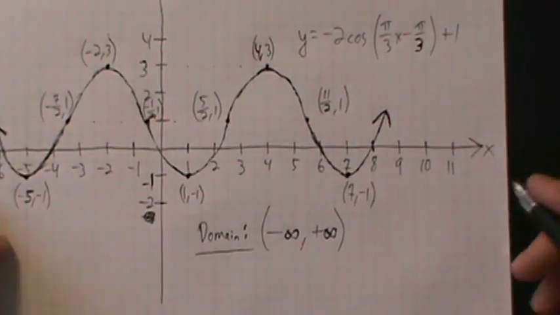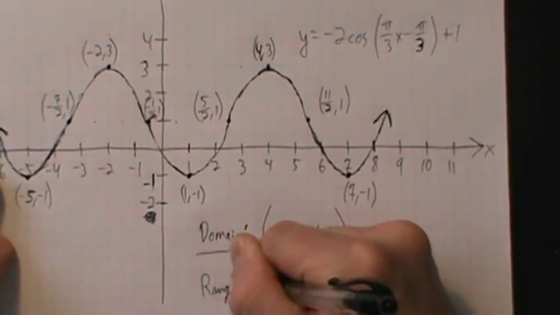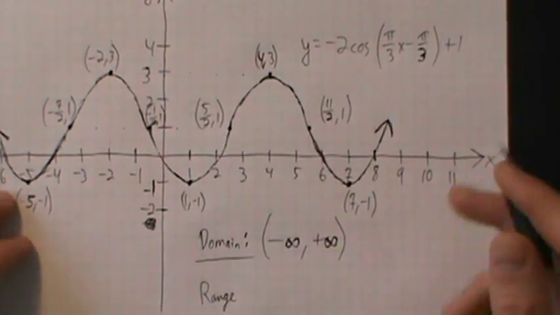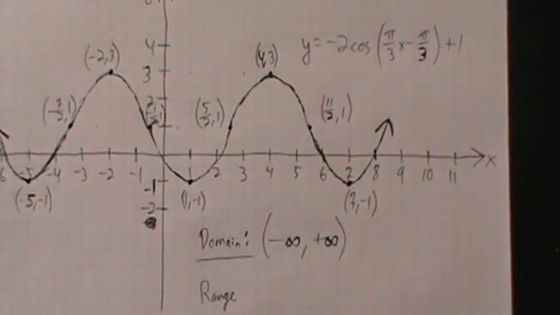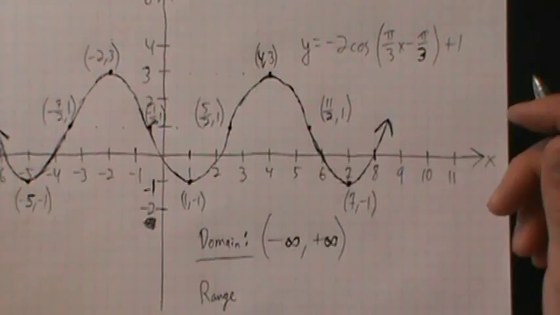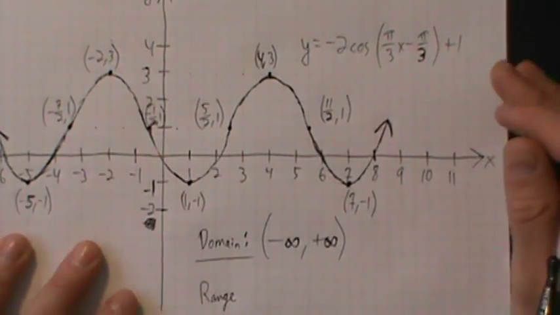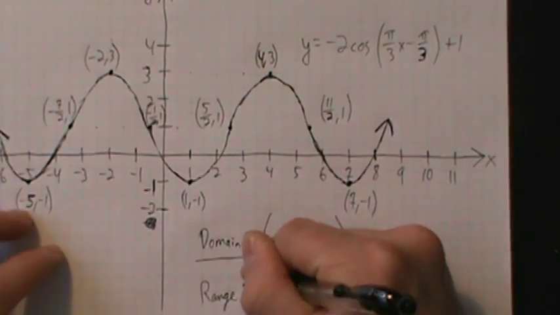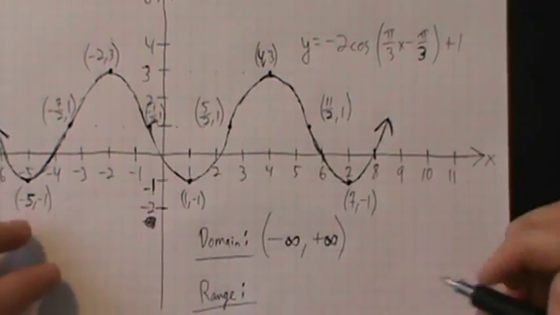So that's great. In general, if you have a sine or a cosine and all you do is shift it, stretch it, flip it around, whatever, if you're not doing anything too crazy like tossing in a square root or whatever, then your domain is still going to be all real numbers. So that's great. How about the range?